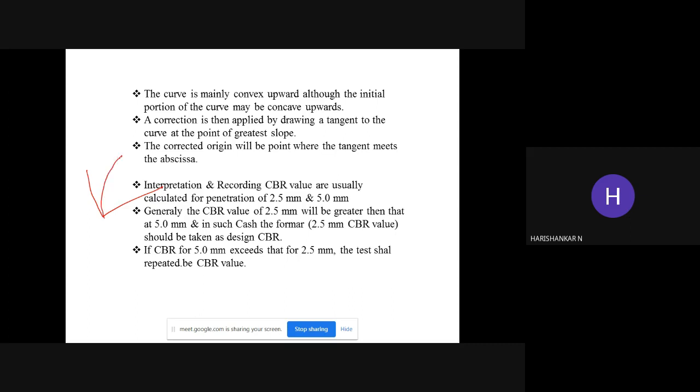Or if the curve is like this, then you can take the curve directly, and if the curve is like this, then you have to draw the tangent with the maximum slope, and you can take it as the origin. From here you can take the points. So earlier it was the origin, and now it should be the origin, and you have to shift the origin to the right side. So that is what you should do.